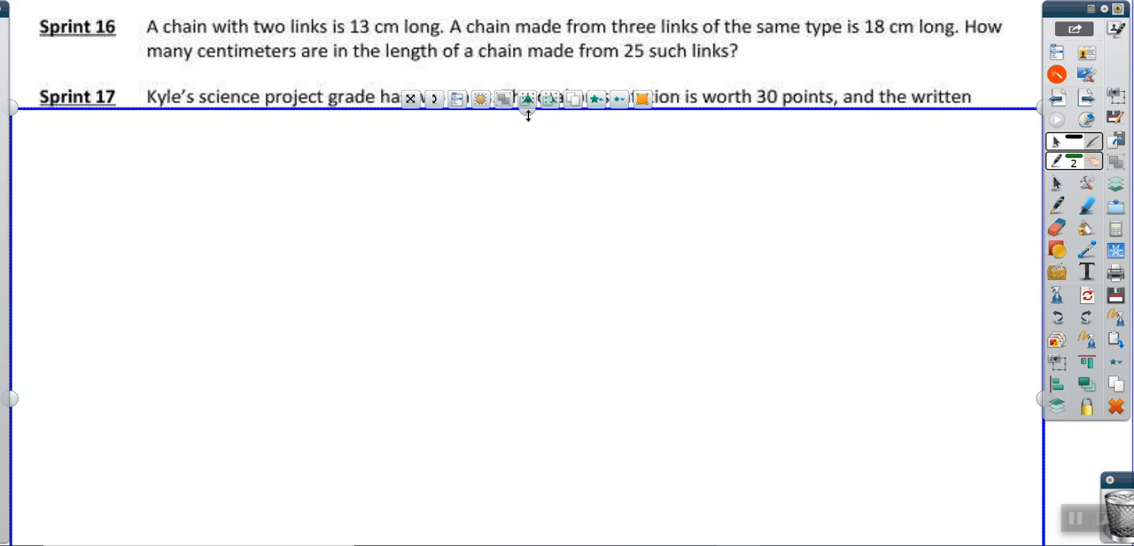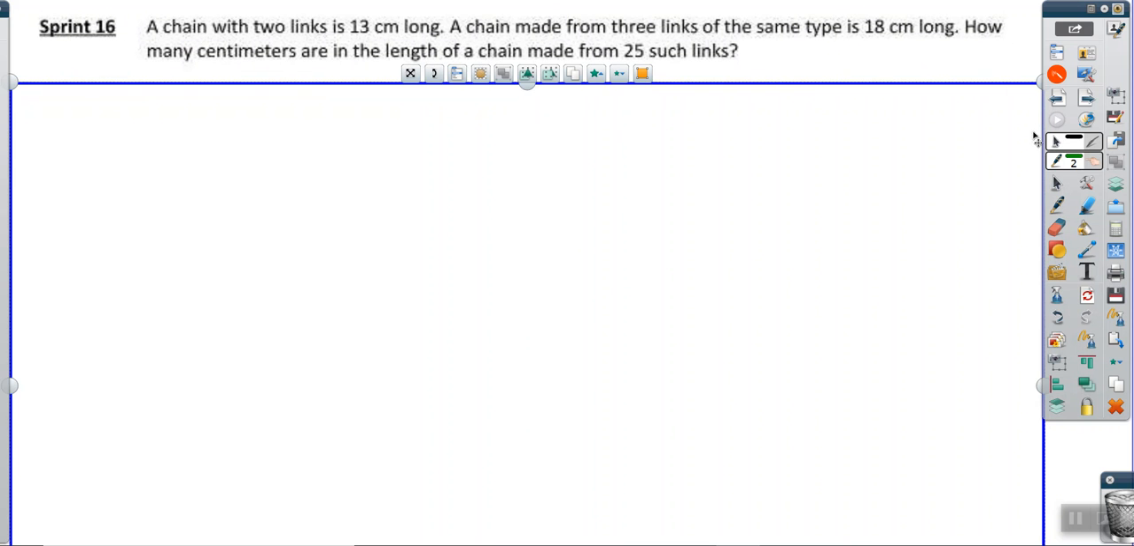All right, a chain with 2 links is 13 centimeters long. A chain made from 3 links of the same type is 18 centimeters long. How many centimeters in length will a chain of 25 such links be? Okay, so right now, 2 links is 13.